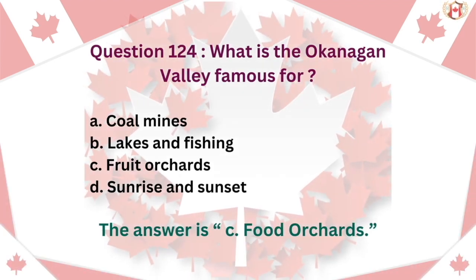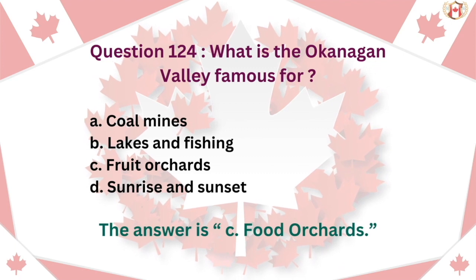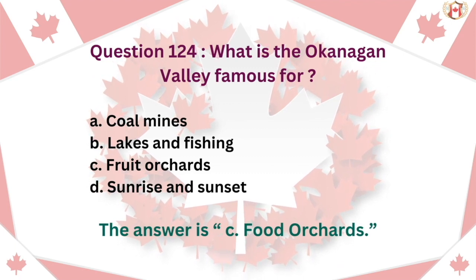Question 124. What is the Okanagan Valley famous for? A. Coal mines. B. Lakes and fishing. C. Fruit orchards. D. Sunrise and sunset. The answer is C. Fruit orchards.